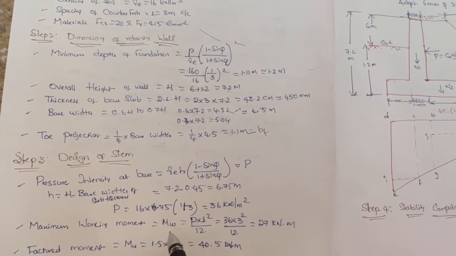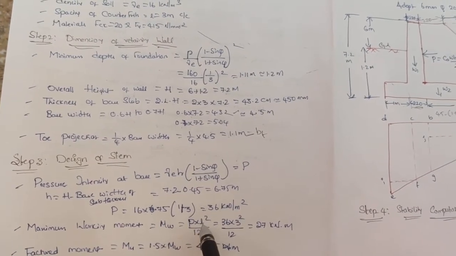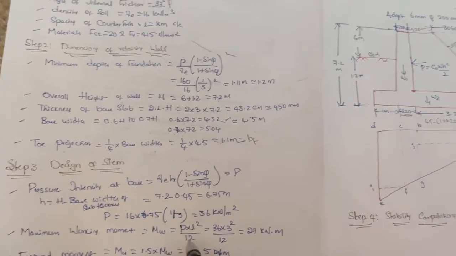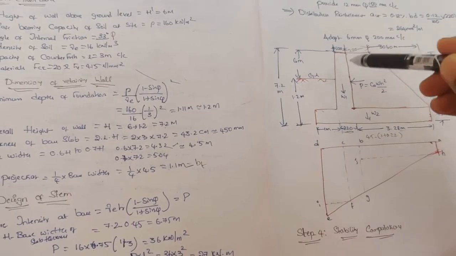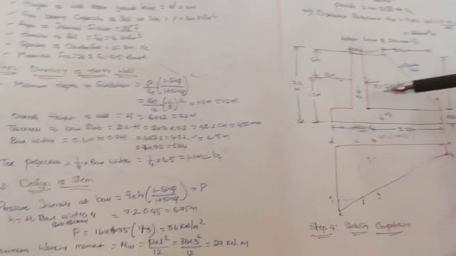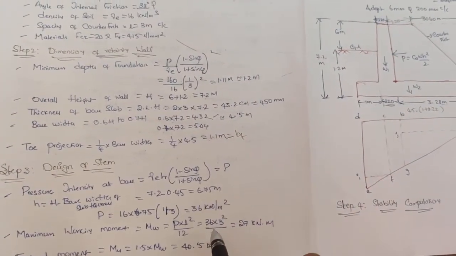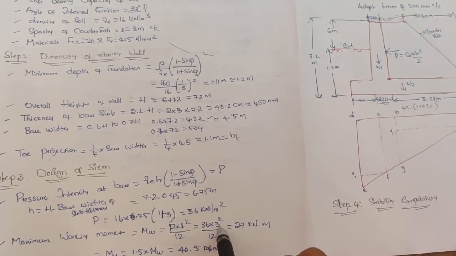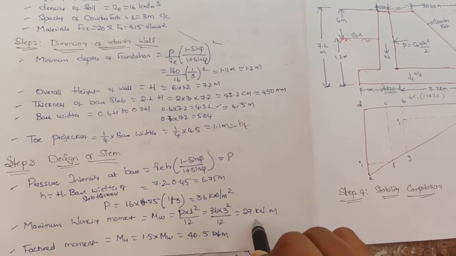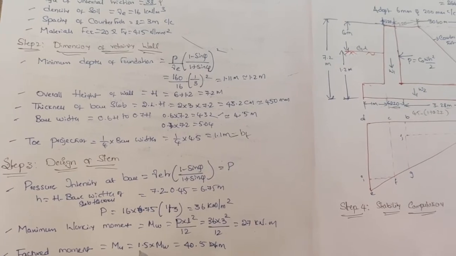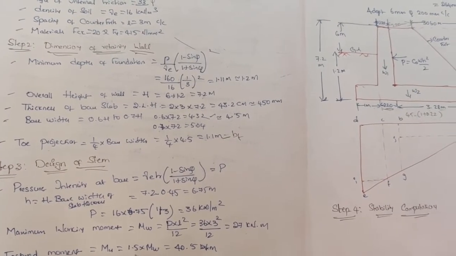So maximum working moment, if you want, that means pressure into L square by 12, because pressure is uniformly acting throughout the stem part here. Clear? So here 36 into 3 square by 12, where 3 is the spacing of the counterfort. You will get the working moment as 27. If you want the factored moment, you have to multiply with 1.5. You will get the ultimate moment.